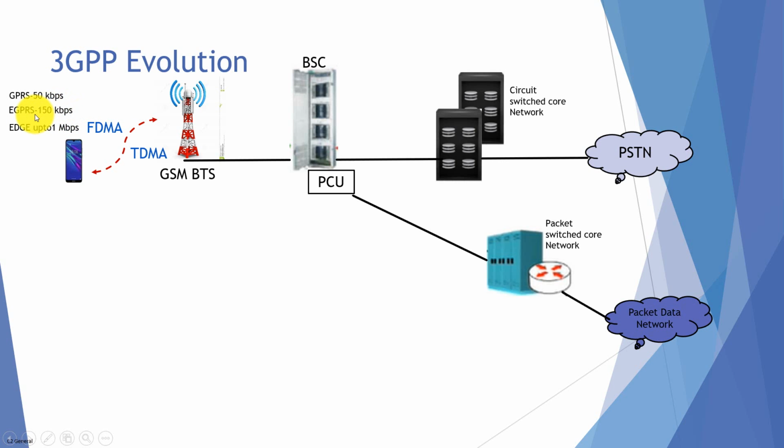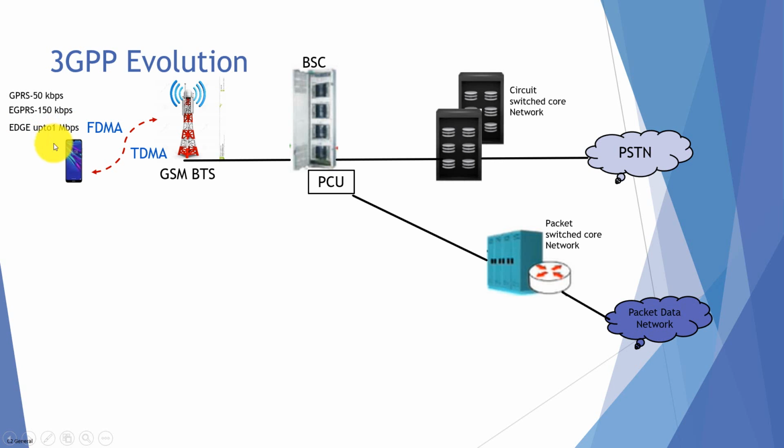Of course, all the data rates that I am talking about pass through the packet switching network, through the packet control unit that is attached to the base station controller. And then the final enhancement in the 2G networks is EDGE, where data rates reach 1 megabit per second.